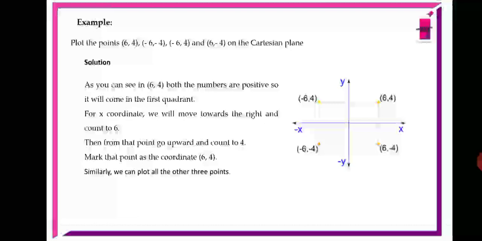If you join them, it forms a rectangle. You can see it's clearly a rectangle. The length is 12 units and the breadth is 8 units. If they ask what is the area of the formed figure, you can simply say length into breadth, 12 into 8, which is 96. So the figure forms 96 square units.